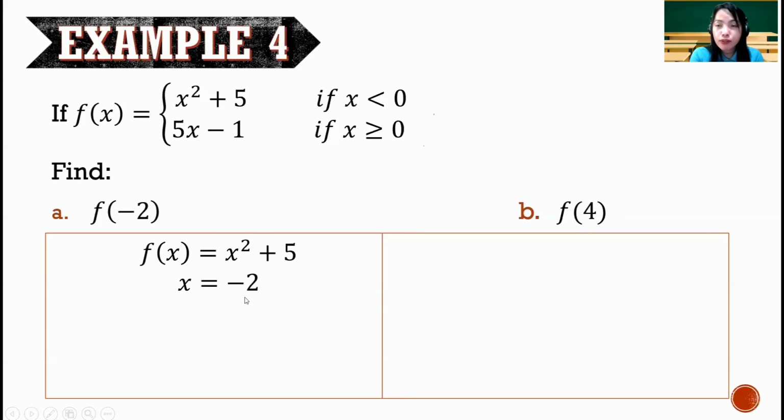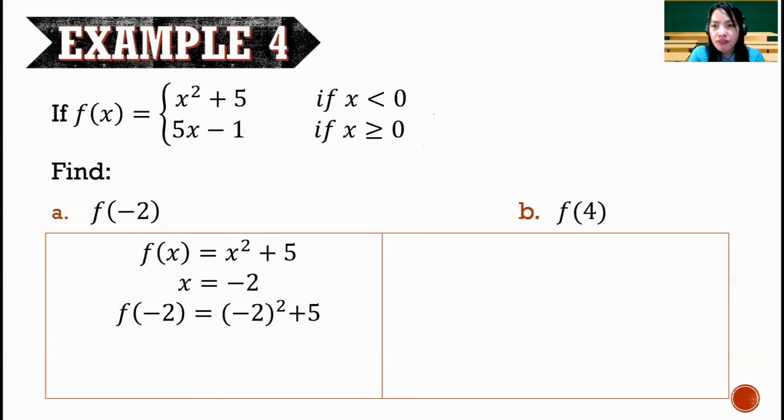Isn't negative 2 included in the interval x less than 0? What is included in this interval are negative numbers. So this is the function we will use. The second function is not included, because it is only for the interval x greater than or equal to 0, or 0 and positive numbers. Since the given value of x is negative 2, we will only use the first subfunction, which is x squared plus 5.